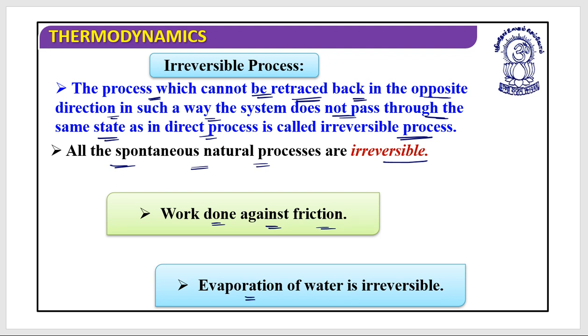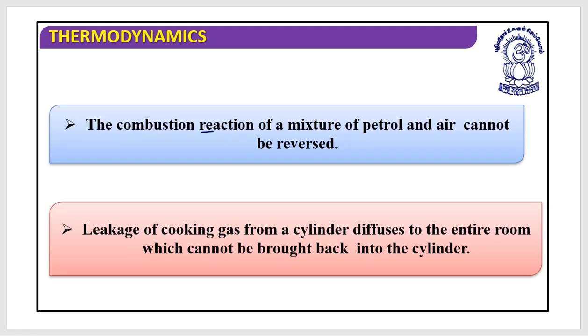Let's take one more case. The evaporation of water is irreversible. Once it changes, the energy lost has been lost. Let's take a few more examples. The combustion reaction of a mixture of petrol and air cannot be reversed, or a leakage of cooking gas from a cylinder diffuses to the entire room and cannot be brought back into the cylinder. These are certain processes which we call irreversible processes.